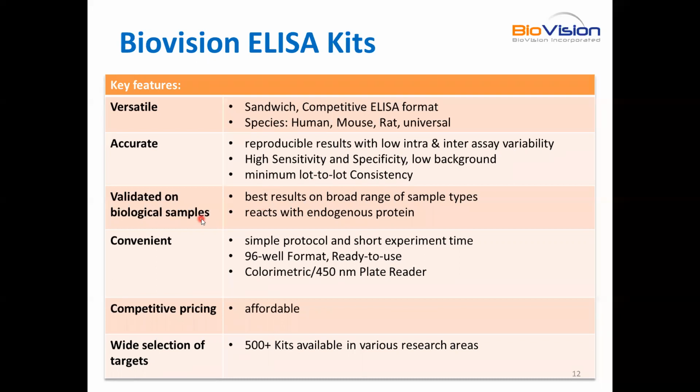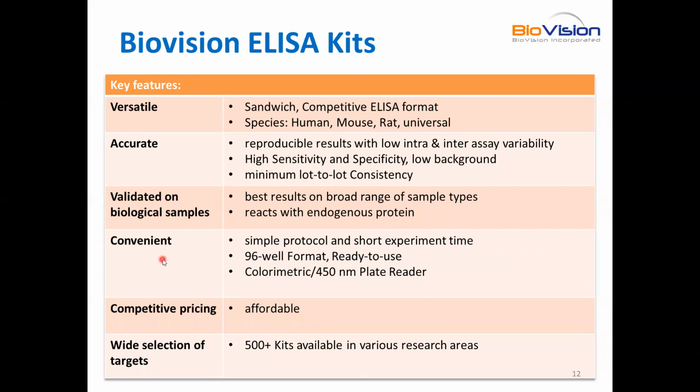Our ELISA kits are validated on biological samples. They provide the best results on a broad range of sample types, like serum, plasma, different biological samples, and if possible, food samples. It depends upon the targets. If the ELISA kit is validated on biological samples, it definitely ensures that it reacts with endogenous protein. So this is also one of the parameters which the end user can look for: whether the ELISA kit is validated on biological samples or not.